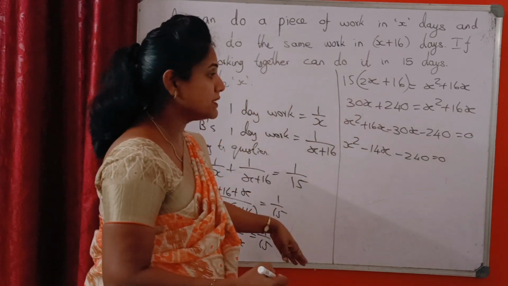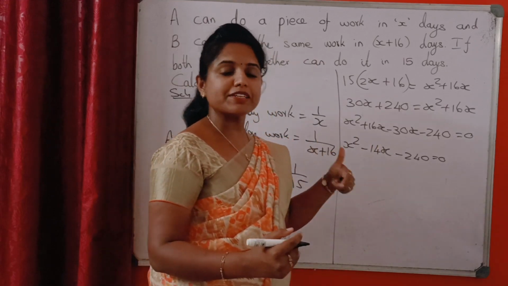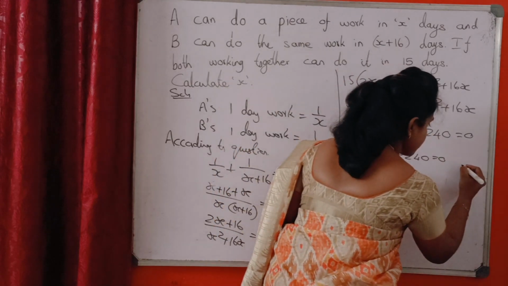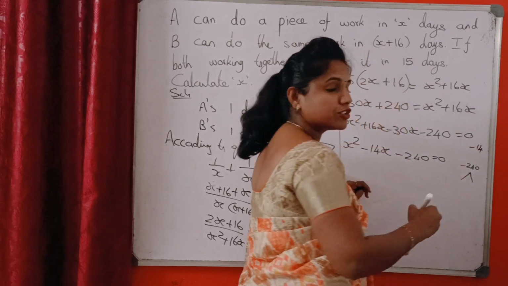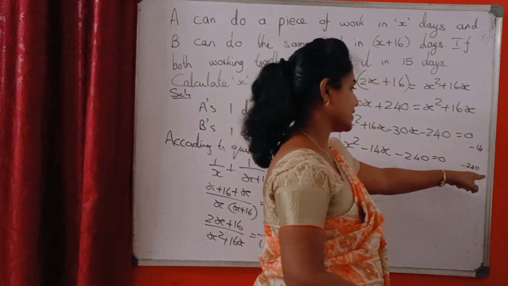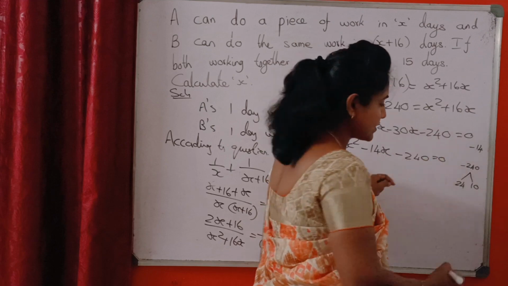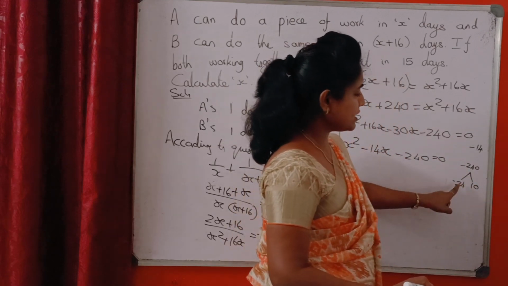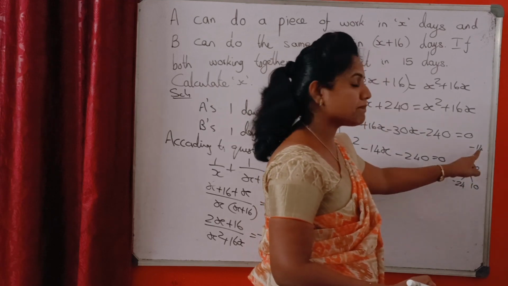We have to do the splitting of the middle term. If you find it difficult to find the factors, you can go for the formula method also. Now I am going to split the middle term. Here the product term is minus 240 and the addition term is minus 14. What are the two numbers? 24 and 10. 24 into 10 is 240, but I need minus 240, and the addition term is minus, so the greater number is minus. Minus 24 plus 10: minus 24 into 10 is minus 240, and minus 24 plus 10 is minus 14.